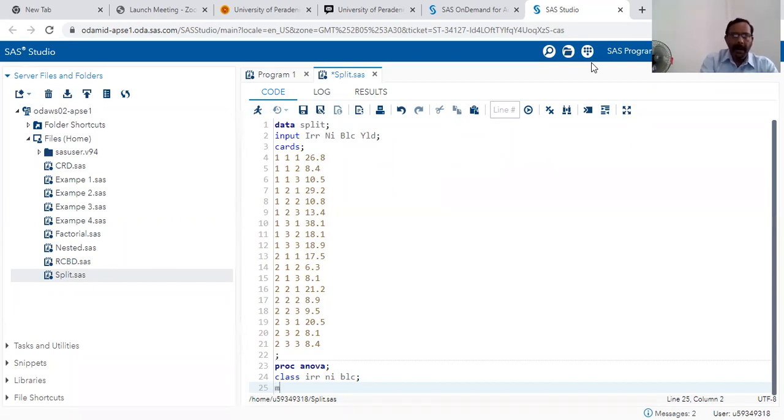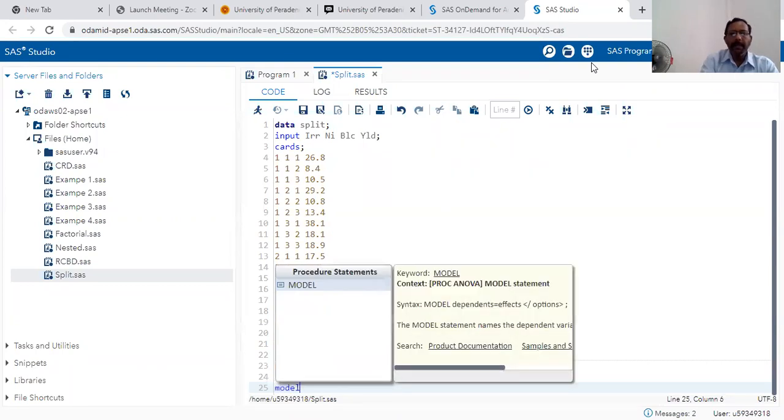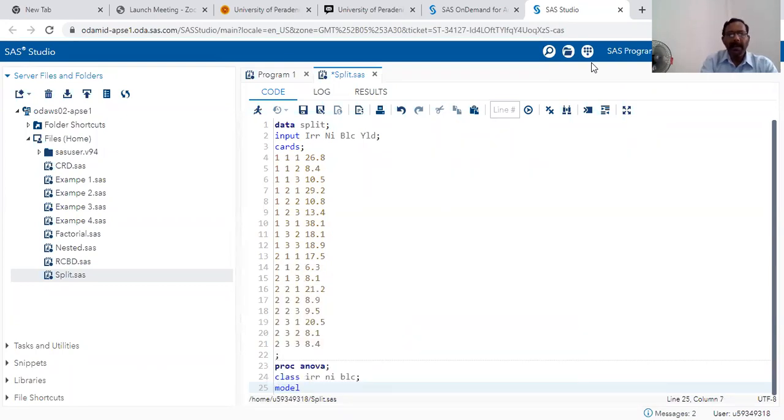Right. Model, you'll have to be careful about the model. Tell me what is the model? How many factors are involved here? 2 factors, irrigation and nitrogen. So now somebody can tell me the model. I will include one by one when you say. Everyone has a chance to say. No problem. You can look at the ANOVA table.